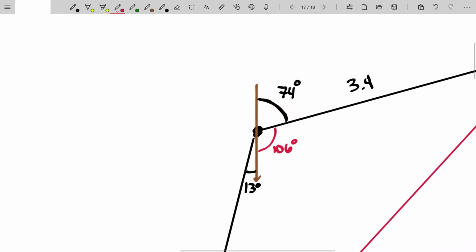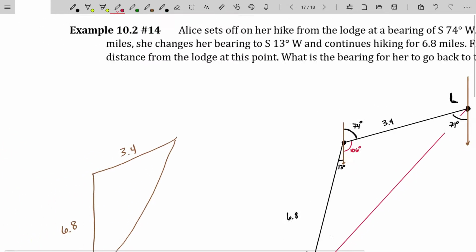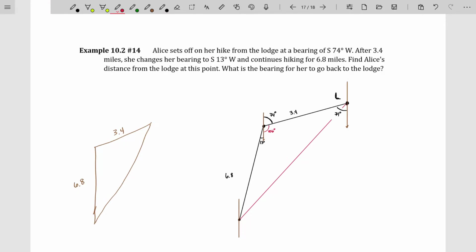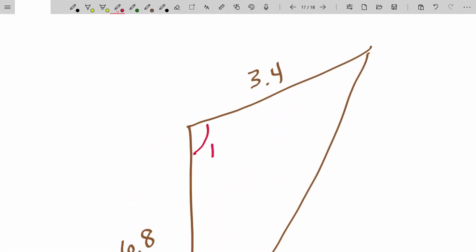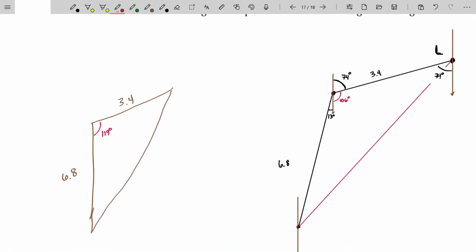And if you look at that 106 and add 13 to it, you get your angle right here. 106 plus 13 is 119. So this is 119 degrees right here. That's why I always draw these vertical lines in, because you're going to be using a lot of alternate interior angles and all that fun stuff.